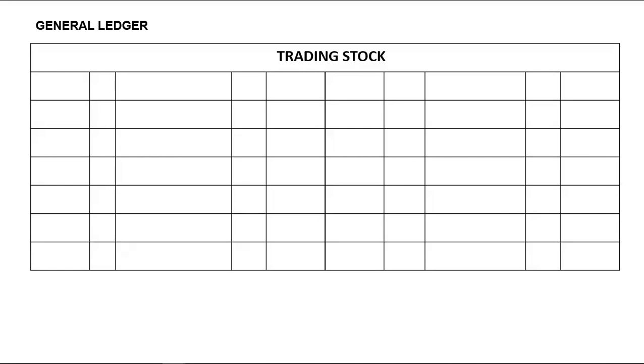Please note that in the general ledger, obviously we have the financial position account section and the nominal account section. I will start with trading stock. Remember, trading stock is a current asset account. And since it's a current asset account, it increases on the debit side at cost price. It decreases on the credit side at cost price.